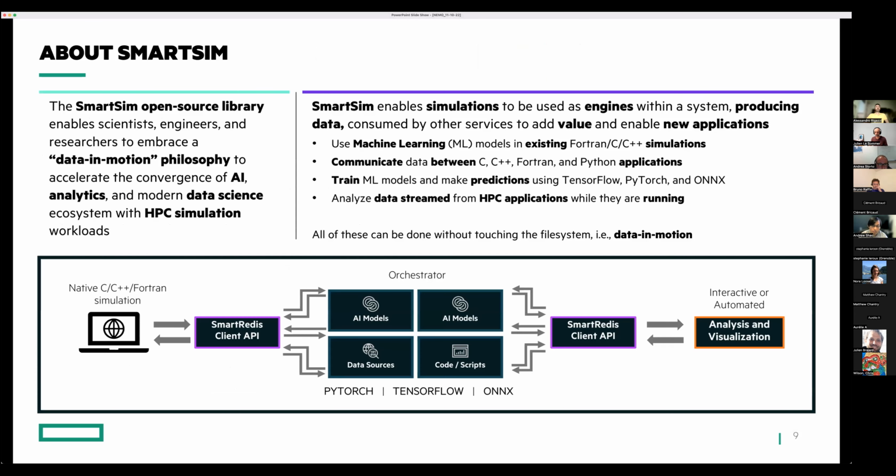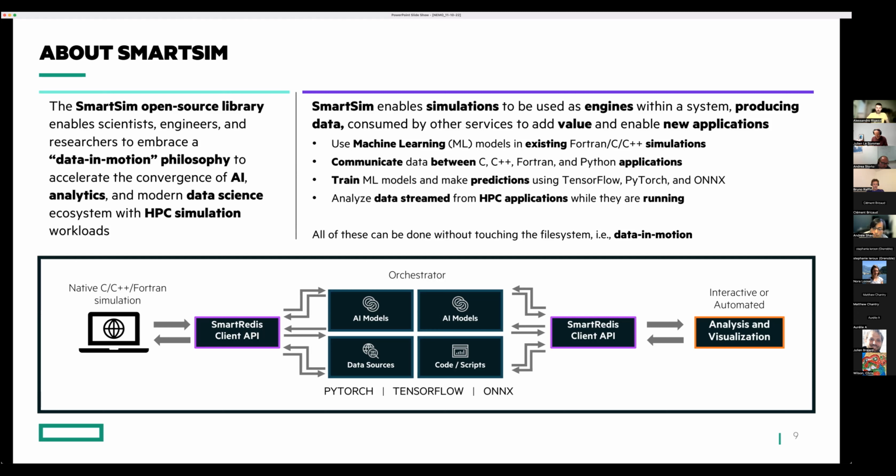Okay, so why SmartSim? SmartSim is, first of all, an open source library. The choice was obviously to make everything in the open source domain so that other researchers could use the library and apply the same paradigm to their simulations. And it's built around a data in motion philosophy.